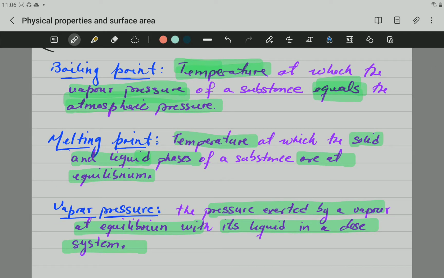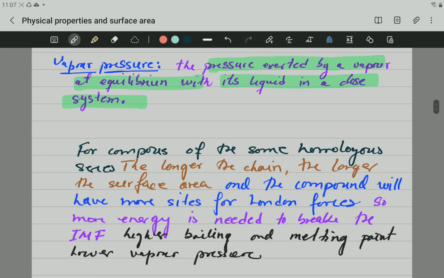Boiling point is the temperature at which the vapor pressure of a substance equals the atmospheric pressure. Second, melting point is the temperature at which the solid and liquid phases of a substance are at equilibrium. And vapor pressure is the pressure exerted by vapor at equilibrium with its liquid in a closed system. Now, let's go to something new.